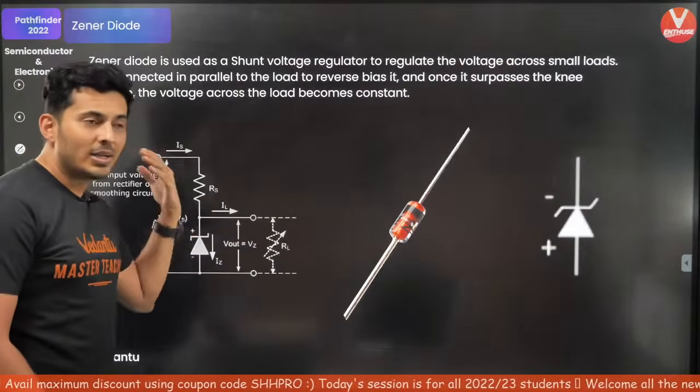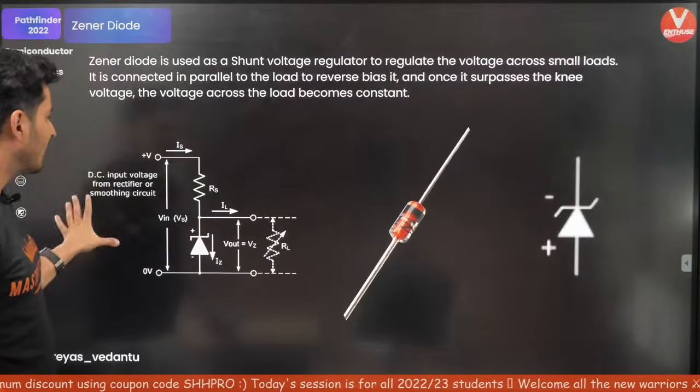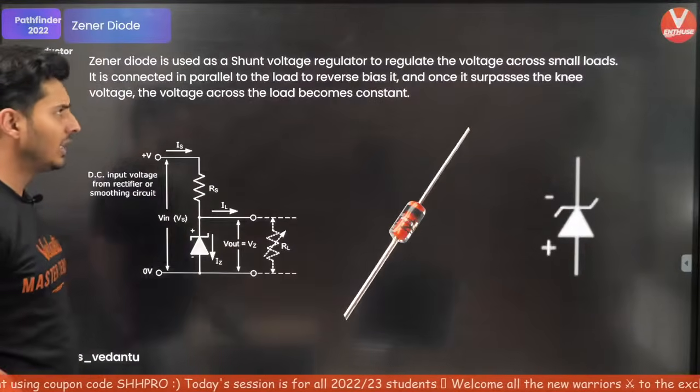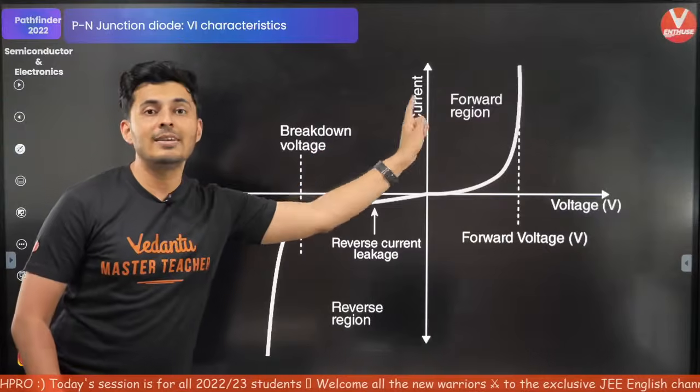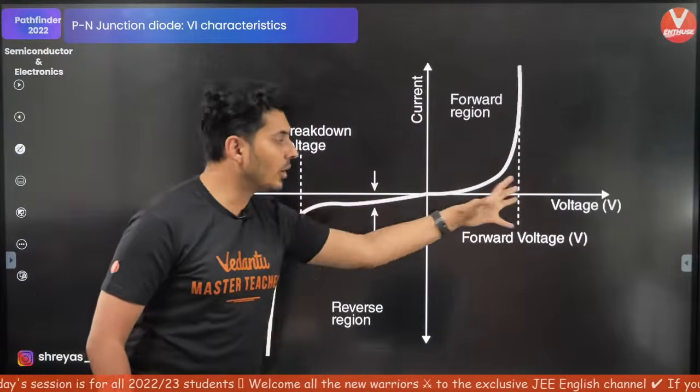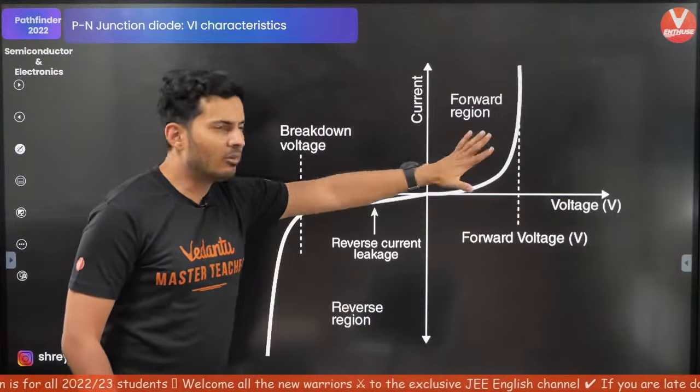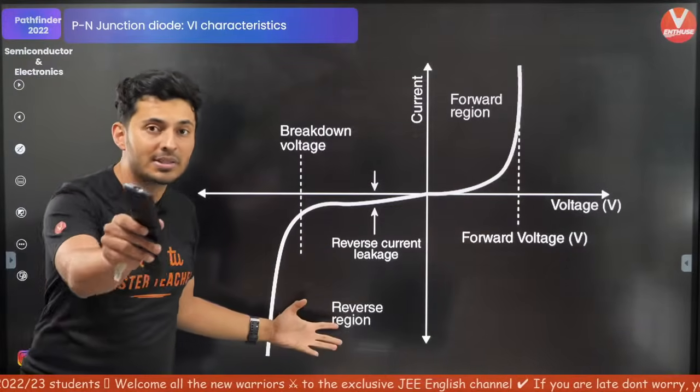Now, how does it control the voltage? I'll explain it to you by drawing a circuit on the next slide. But before that, I want you to remember this particular IV characteristic graph. Forward, reverse. Forward is not important, reverse is important for a Zener diode.